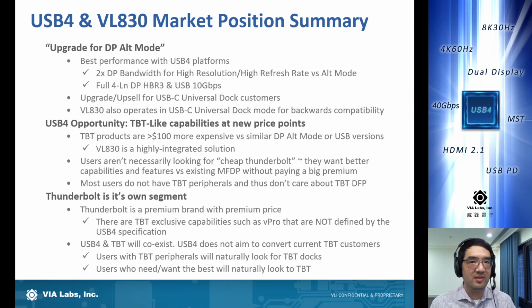And this is our last slide, a summary of the things that we talked about today. For USB 4 and VL830, we see these as great opportunities for upgrading DP alt mode. Of course, you get the best performance when you're connected to a USB 4 host platform. You're getting double the DP bandwidth compared to MFDP, so that allows you to connect to the latest high-resolution, high-refresh rate display monitors.